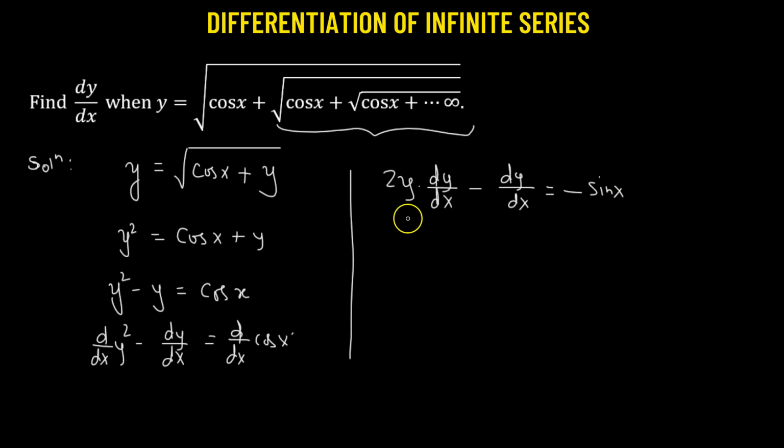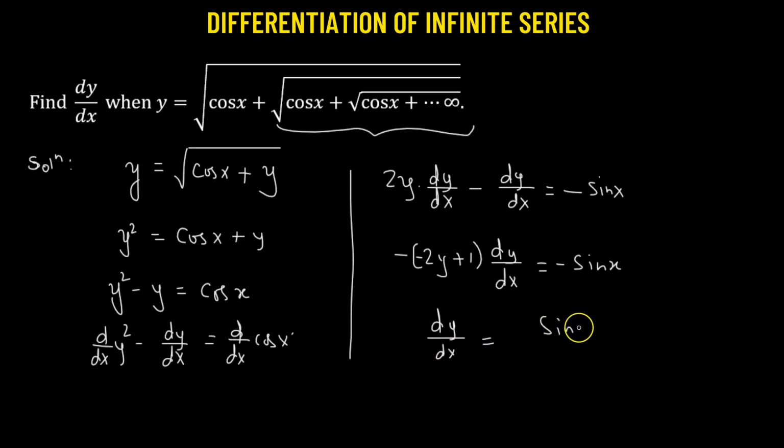Now we can take negative as the common factor, so this will get multiplied to negative 2y plus 1, multiplied by the derivative of y with respect to x, equals negative sine x. And we finally get the derivative of y with respect to x equals positive sine x divided by 1 minus 2y. So this is the required derivative of y with respect to x.